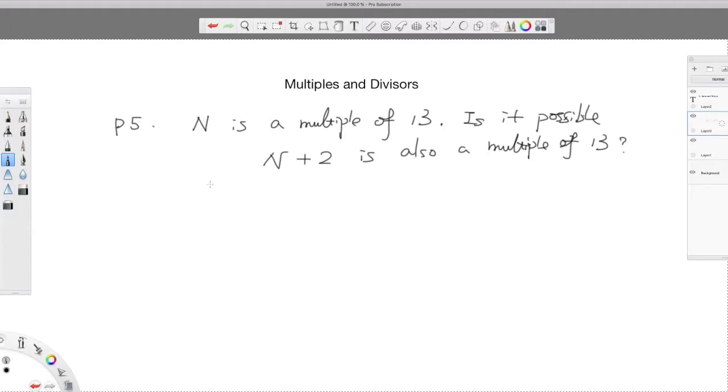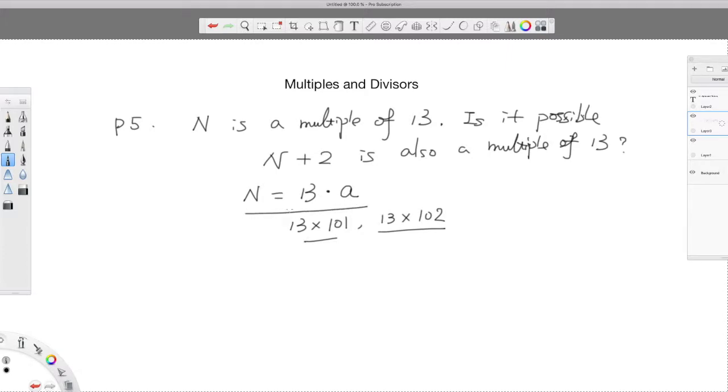Because if n is a multiple of 13, you think about it. You can count n to be 13 times, let's say, a. What is the next multiple of 13? You know how to count those multiples of 13, right? It's 13 times, let's say, 101. The next one, of course, is 13 times 102. I'm just giving an example.